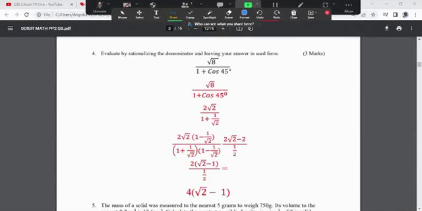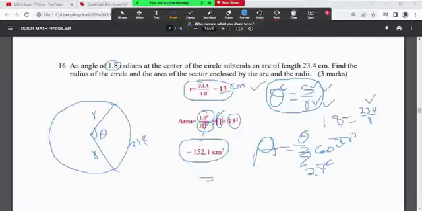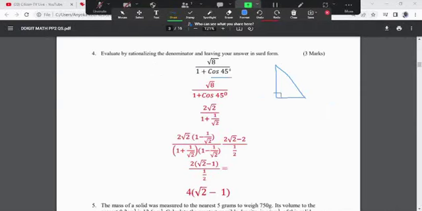Now this one is involving trigonometry. When we deal with the angle of 45, we need a right-angled isosceles triangle, but it should have sides 1, 1. So this one will be 45 degrees and this one will be 45 degrees. So if we square 1 plus 1 using Pythagoras theorem, this one becomes root 2. So now this is 45 degrees.